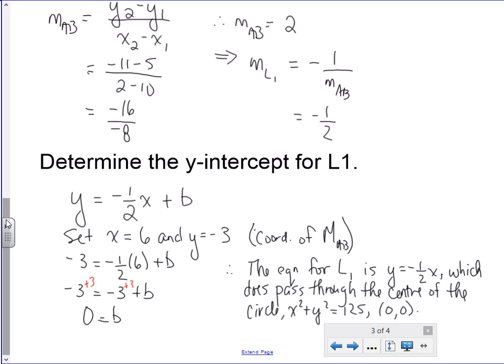Okay, so the equation for line 1, or the right bisector, is y equals minus 1/2 x, which does pass through, based on our proof, through the center of the circle with that equation, and center 0, 0. Okay, so a circle in standard position.